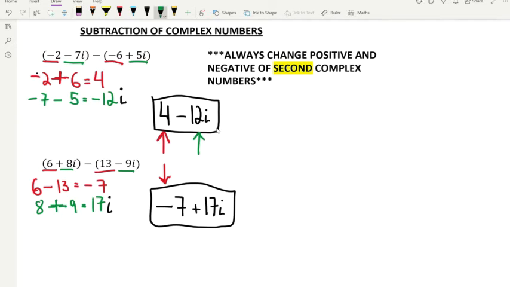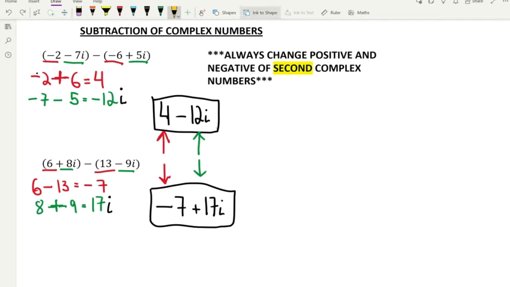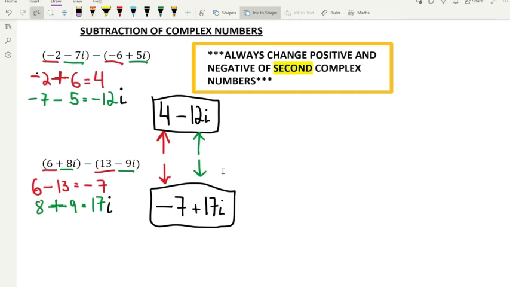Negative 12 and 17, okay? Key thing to remember, and I've put it there as a reason, just to remember: always change the positive and negative of the second complex number and combine. That's essentially what you're doing right there, you're just changing the second term from positive to negative and negative to positive and combining the like terms, okay?